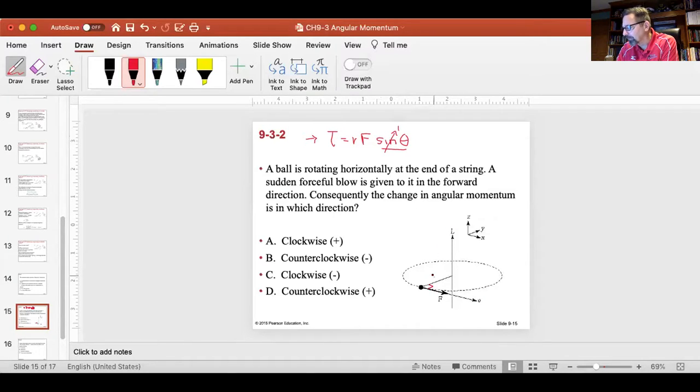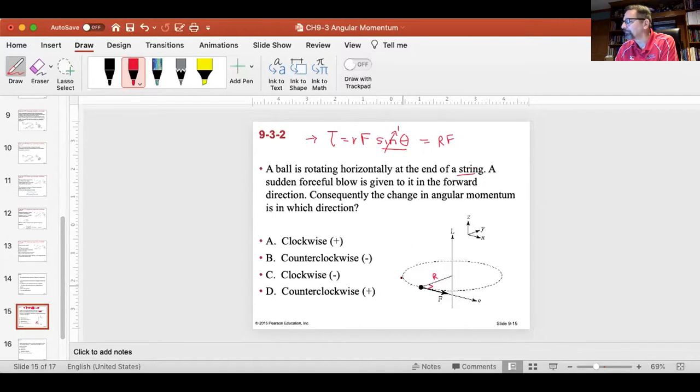Not given, but let's call the radius of this string R, some number. So the torque is just R times that force. Okay, it acts on this object.